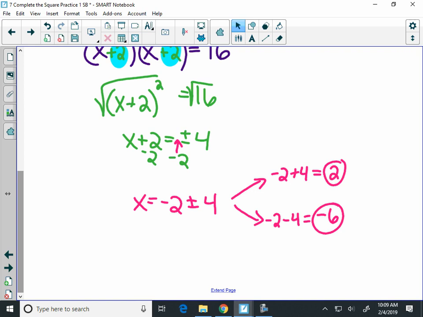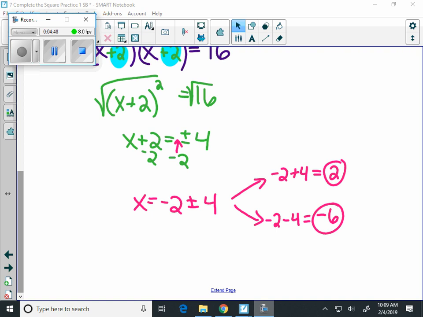All right, so you've done these 2. I want you to then go to the complete the square practice and try those problems. There'll be a short video on those as well.